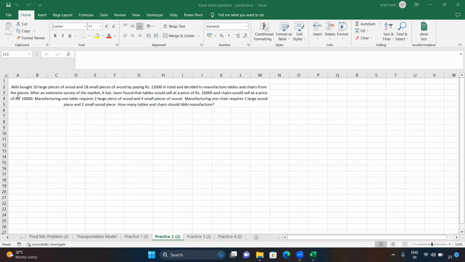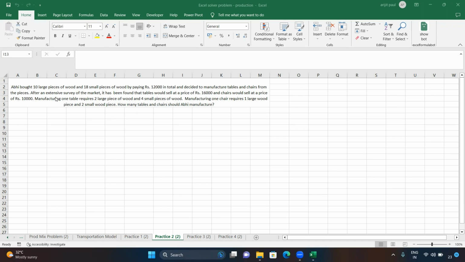Okay, now Avi, that is the name of the person, bought 10 large pieces of wood and 18 small pieces of wood. Okay, so there are two components. One is large pieces of wood and small pieces of wood. By paying rupees 12,000 in total. So he spent around 12,000 to buy 10 large pieces of wood and 18 small pieces of wood, and decided to manufacture tables and chairs from the pieces. So what is our finished goods? The finished products here are tables and chairs.